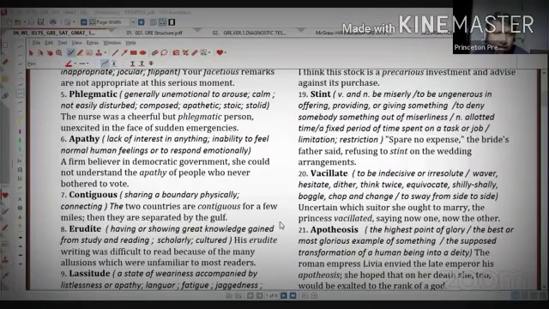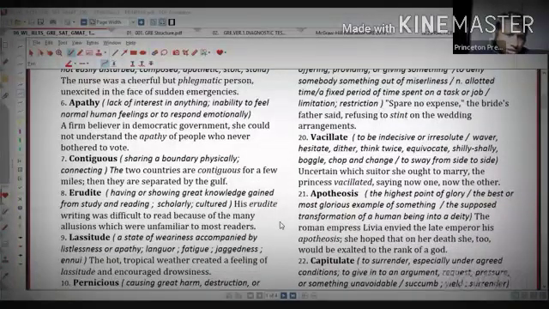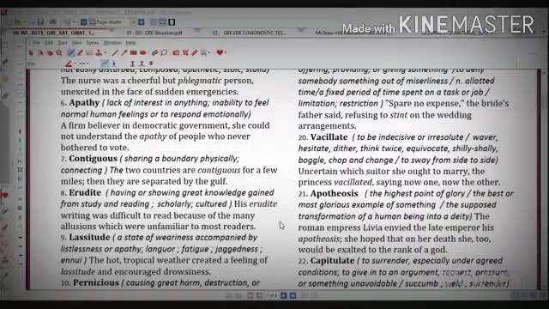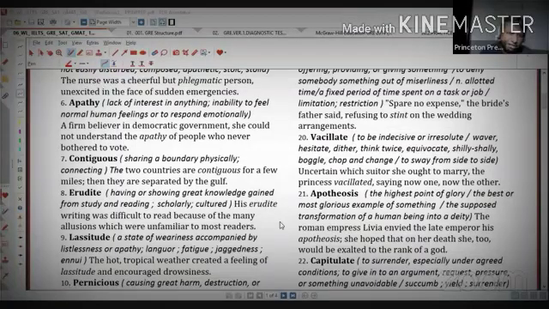A firm believer in democratic government, she could not understand the apathy of people who never bothered to vote. The next one is contiguous, sharing a boundary, physically connecting. The two countries are contiguous for a few miles, other than that they're separated by the Gulf. What's the next one? Erudite is knowledgeable, having or showing great knowledge gained from study and reading, scholarly. His erudite writing was difficult to read because of the many allusions which were unfamiliar to most readers.